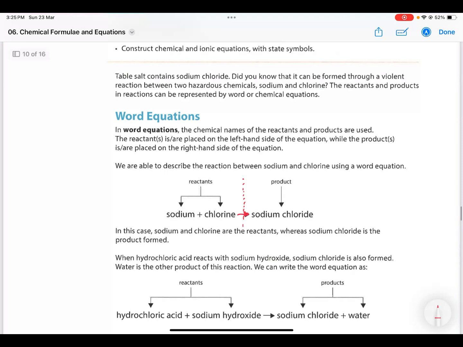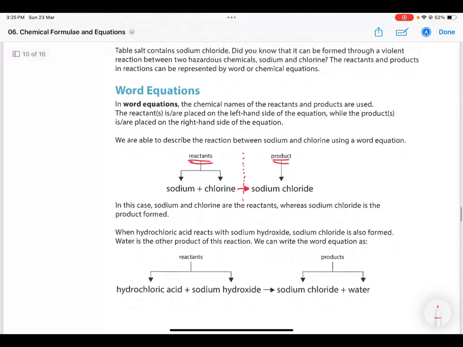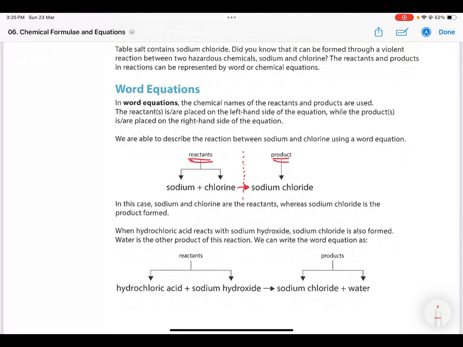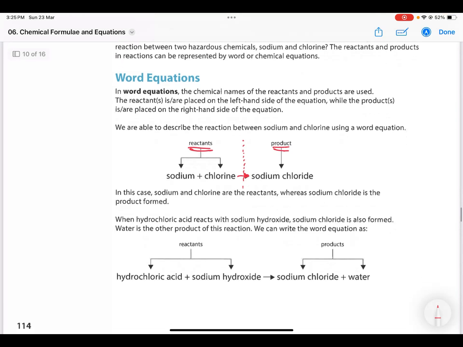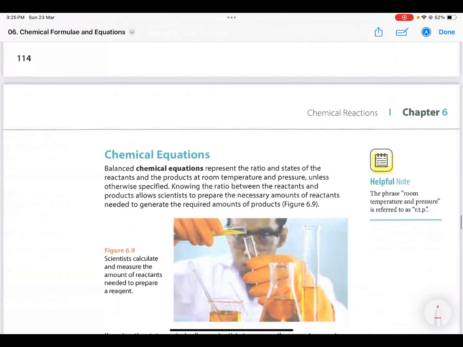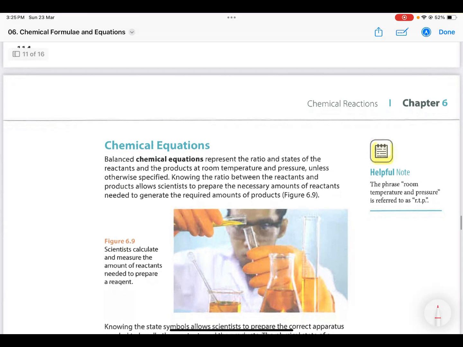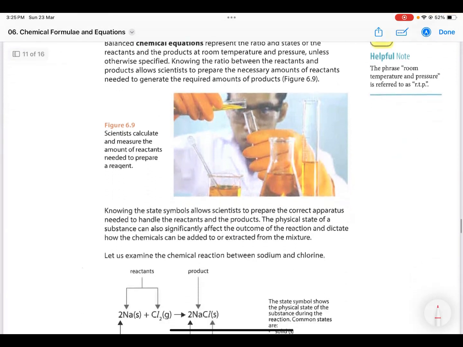Okay, anything on the left hand side of the arrow are reactants, anything on the right hand side of the arrow are products. So in all your reactions you can always have reactants and products. Left hand side is reactants, right hand side is products. Okay, now how to go about getting from word equation to chemical equation?